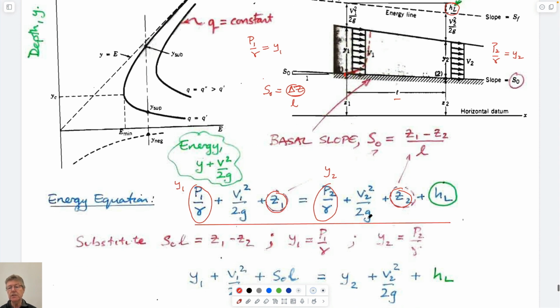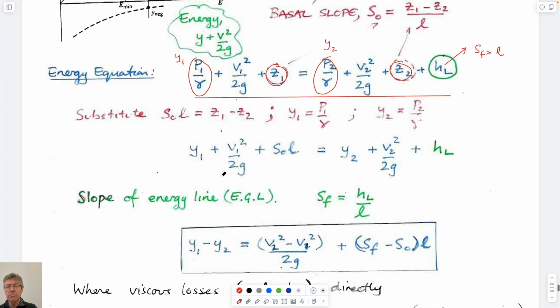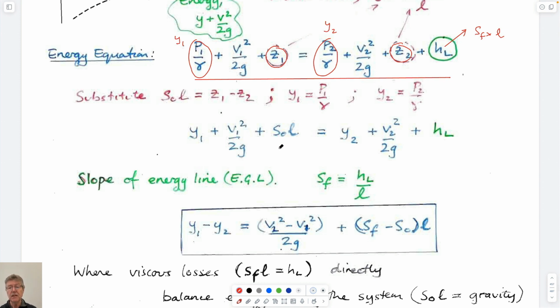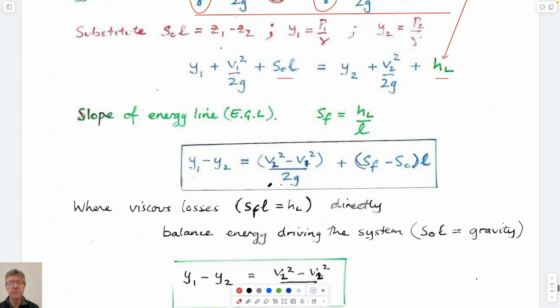And the V squared over 2G terms we have, and I guess the HL term we have defined here. HL will be equal to SF times L. So if we make those substitutions, we end up with an equation that looks like this. This is the slope of the bed. This is the head loss term, which we have coming from here. And we can rearrange it. Don't worry about it. And we end up with this expression.